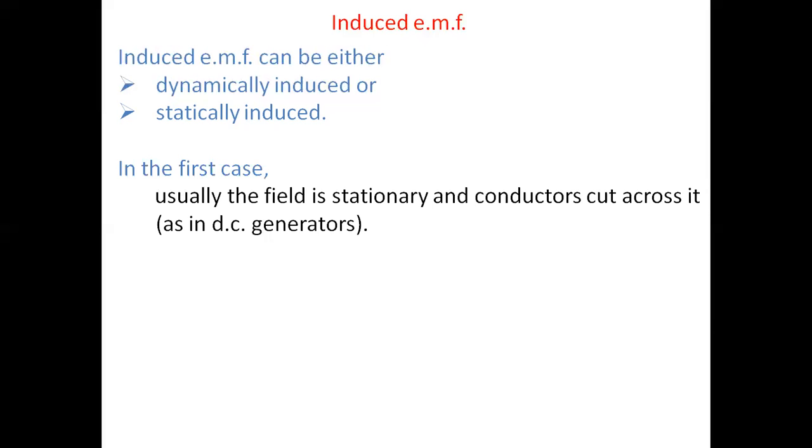DC generators are used to generate the EMF voltage. In our power plants, the generators are on. There is a magnetic field, and a conductor changes its position by rotating, and due to that the flux will be cut by the conductor and the EMF will be induced. This is the principle used in DC generators.